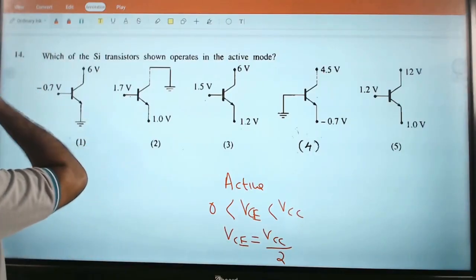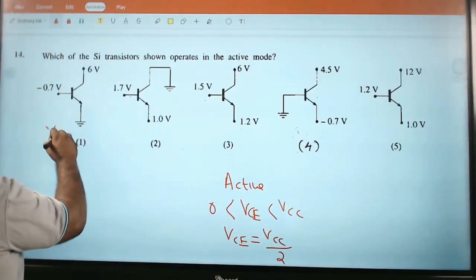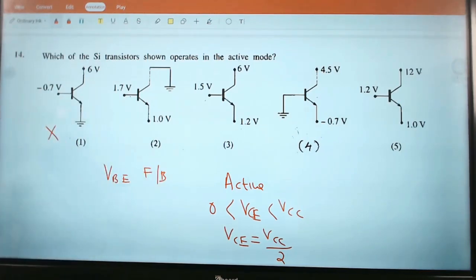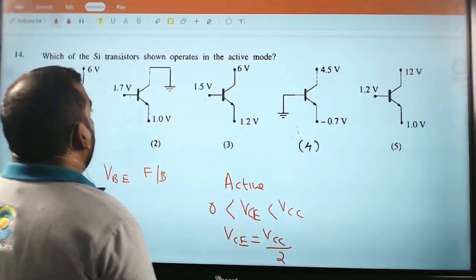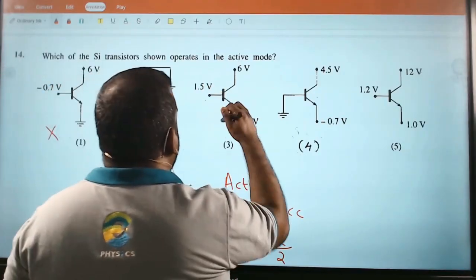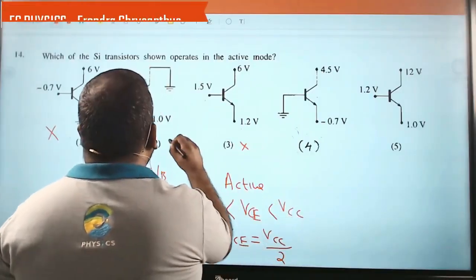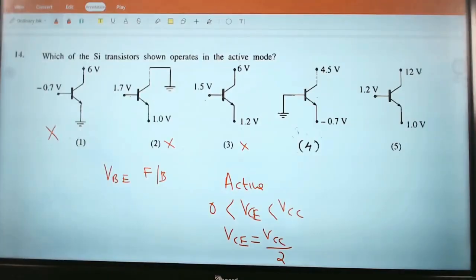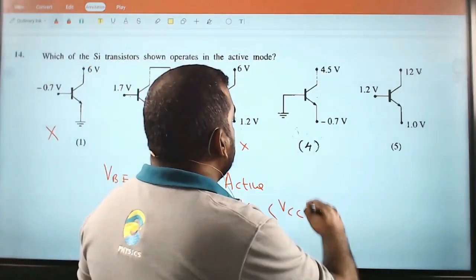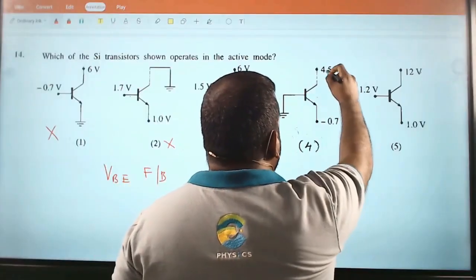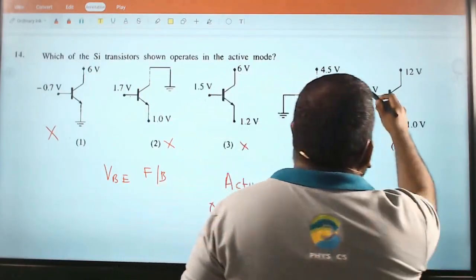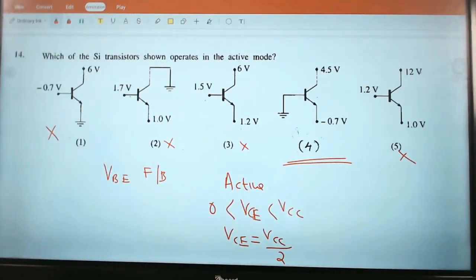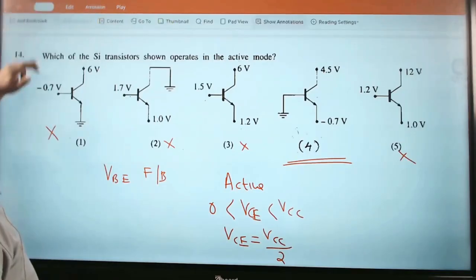Right. So here, this is wrong. Base emitter forward bias here, reverse bias. Base emitter forward bias here, 0.3 for silicon, it won't work. So this also won't work. Here 0.7, forward bias correct, potential drop is there. Here 1.2, this also won't work. Forward bias and VCC at a high potential is given only in answer number 4.